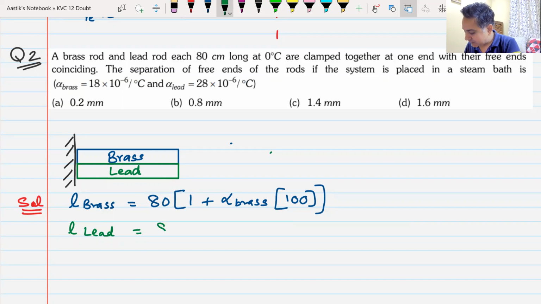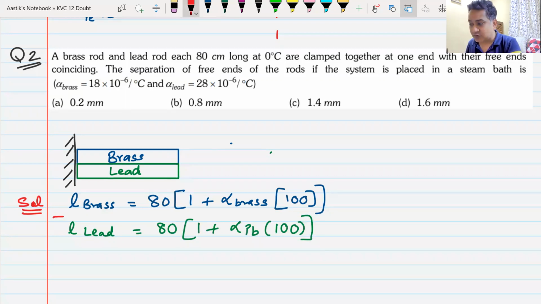rod. That is again equal to 80 into 1 plus alpha of lead, I think lead is Pb, if I remember it correctly, into 100. I have to find the difference between their free length. So basically, I need to subtract this. Yes or no? Yes, sir. These two gentlemen will say bye-bye. So you will have a simple answer.